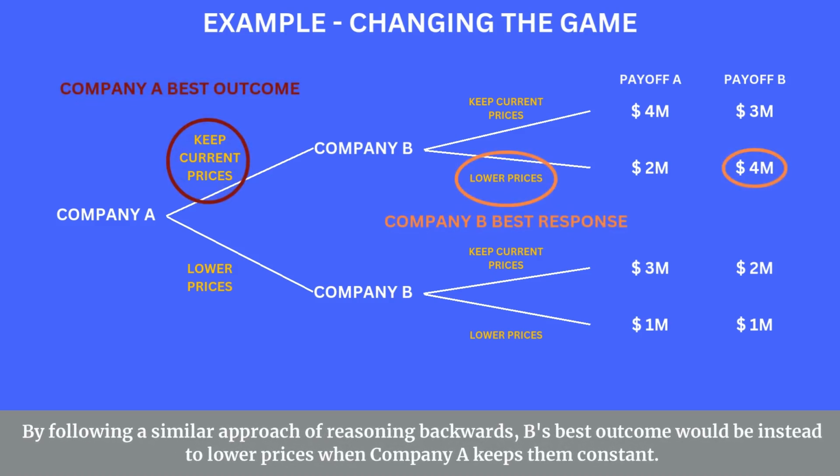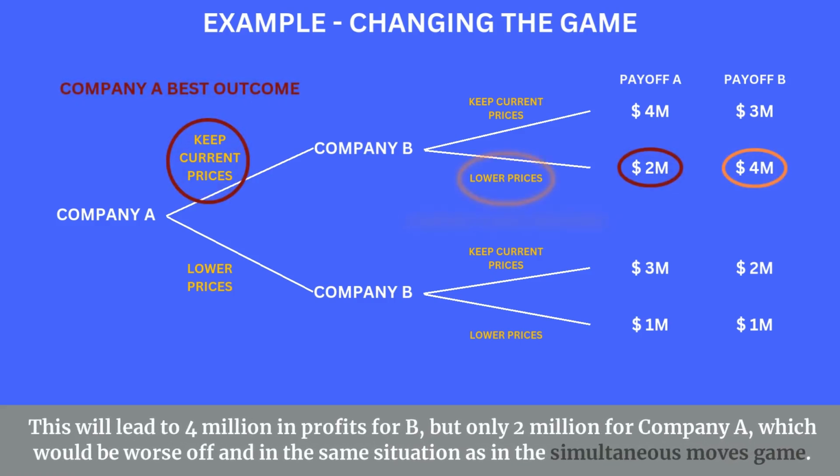By following a similar approach of reasoning backwards, B's best outcome would be instead to lower prices when Company A keeps them constant. This will lead to 4 million in profits for B, but only 2 million for Company A, which would be worse off and in the same situation as in the simultaneous moves game.